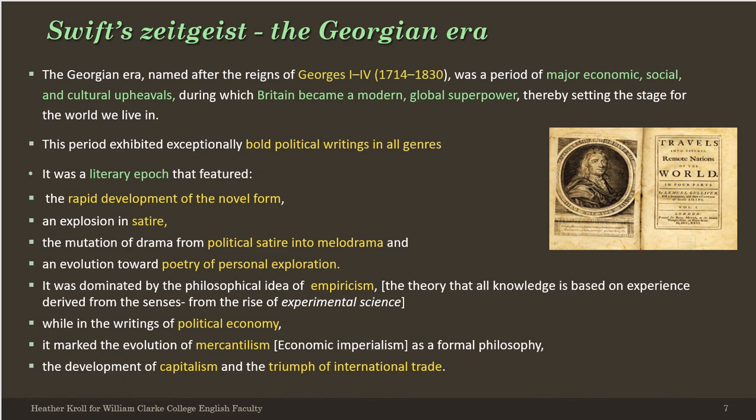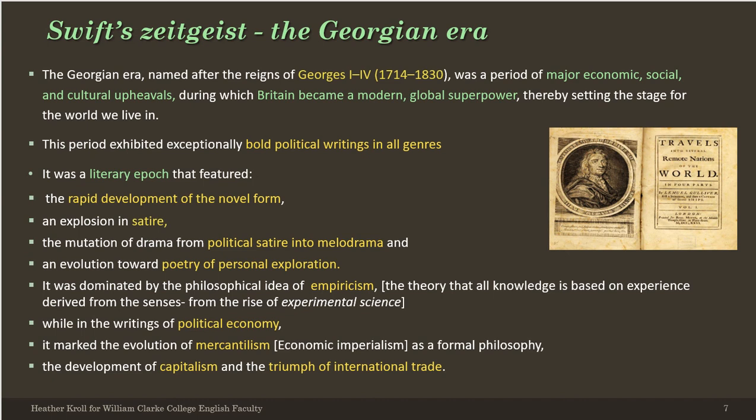So after this, we have the Romantic era, and one of the poets set for study in our particular elective, Samuel Coleridge, is a very famous Romantic poet, and he's looking at reimagining your interior life, so personal exploration. This era was dominated by the philosophical idea of empiricism, which I've already mentioned briefly. It's the theory that all knowledge is based on experience derived from the senses.